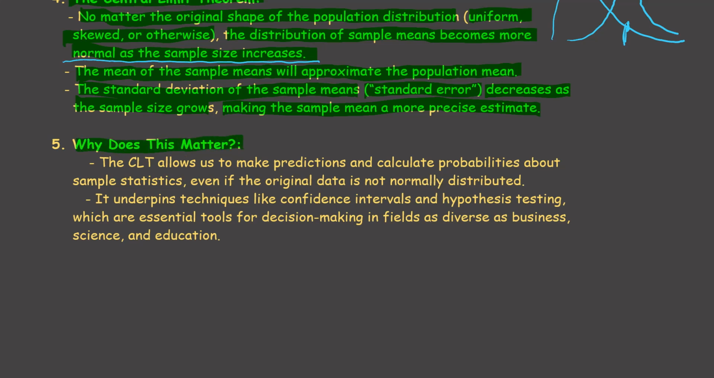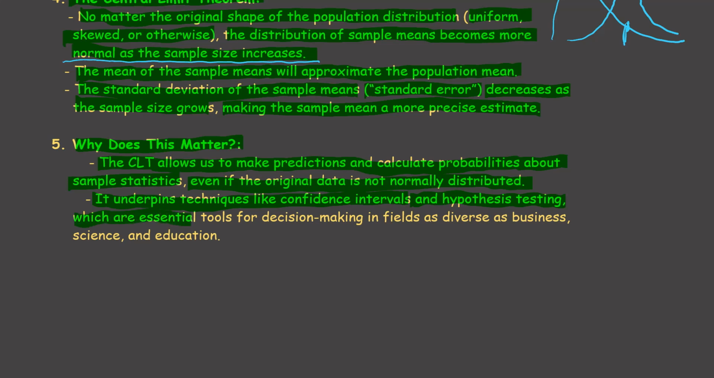Why does this matter? The central limit theorem allows us to make predictions and calculate probabilities about sample statistics, even if the original data is not normally distributed. It underpins techniques like confidence intervals, see later, and hypothesis testing, which are essential tools for decision making in fields as diverse as business, science, and education.